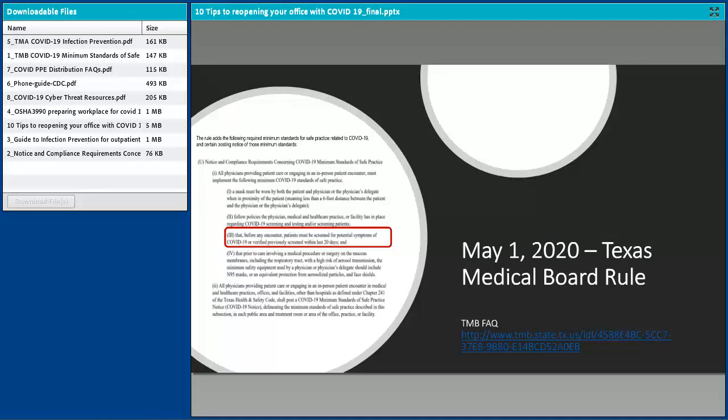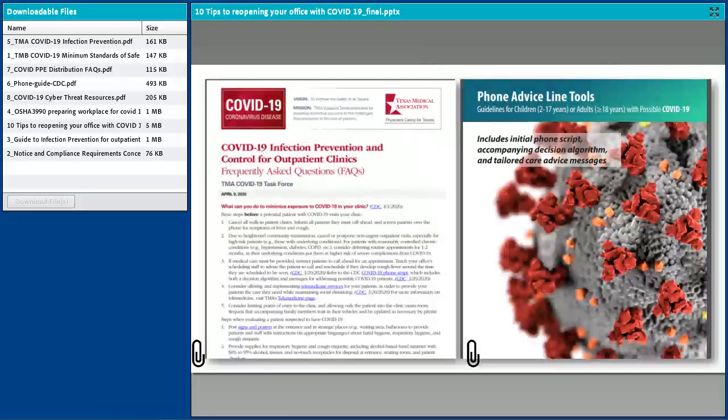I would just remind you that this is part of the Texas Medical Board rule that before any encounter, patients must be screened for potential symptoms of COVID-19 or verify that they've been screened within the last 20 days. So obviously, if you saw a patient this week and you're seeing them back in a week or 10 days, you would just have to have a way that your staff could verify that. And that's why your documentation will be important.